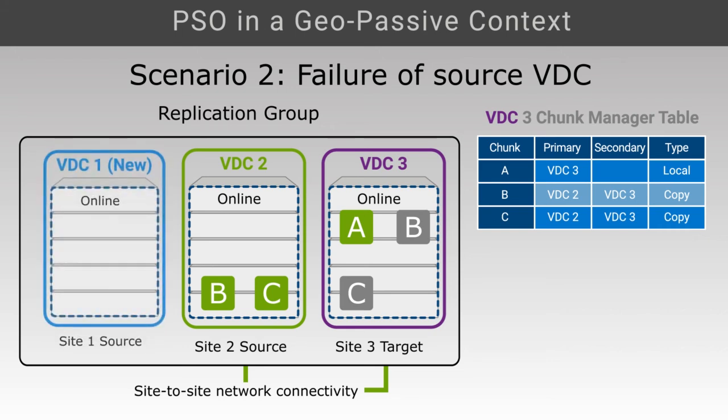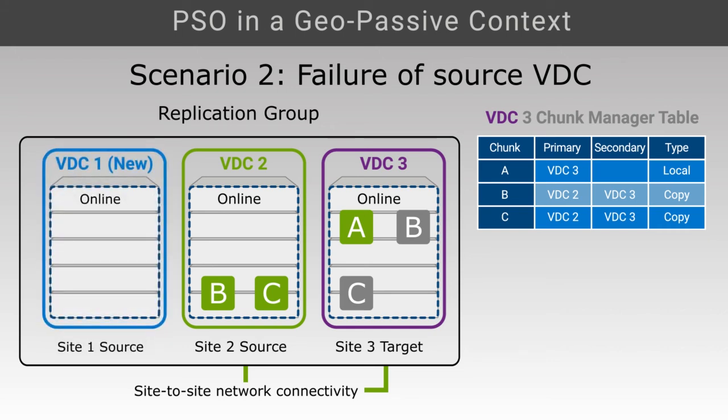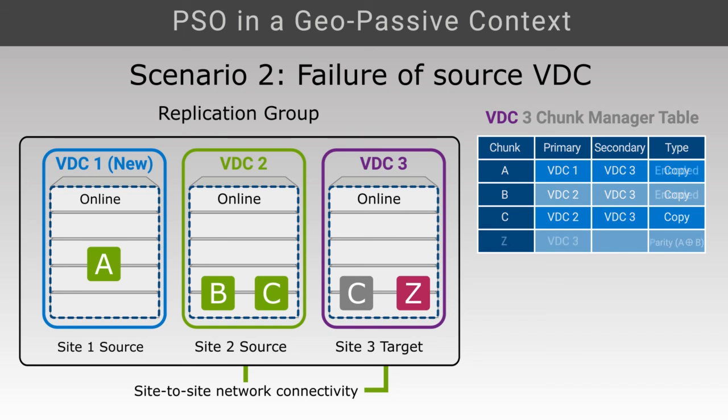A new VDC is added into the replication group as a new source. The chunks on the replication target marked as local are replicated to the new source. The target VDC chunk manager table updates information to become the secondary VDC and to hold the copy of the transferred chunks. The target VDC encodes chunk copies using XOR operation and updates its chunk manager table accordingly. Chunk copies, no longer required, are marked for storage reclamation.